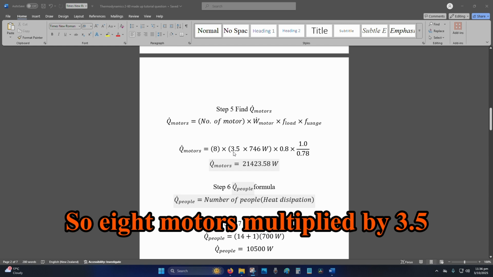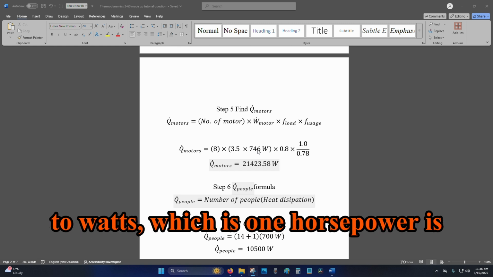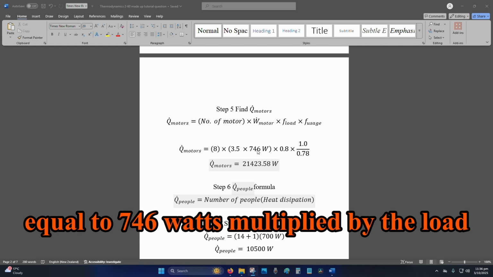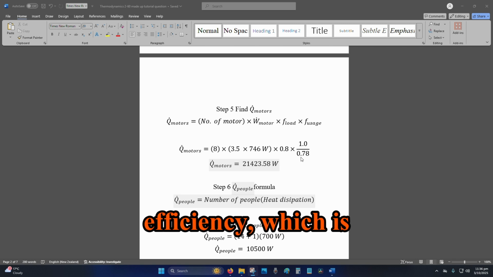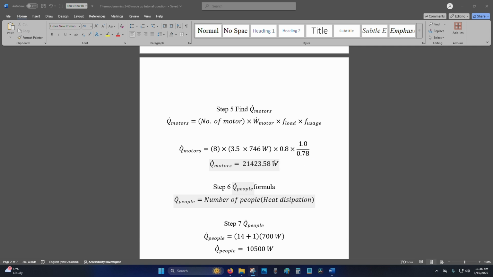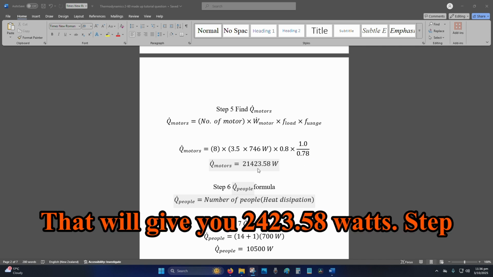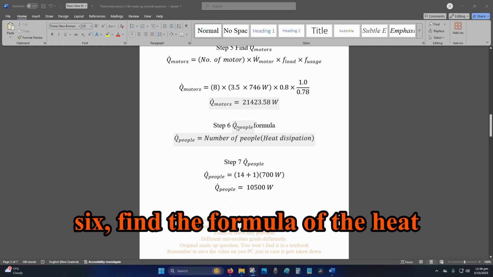So 8 motors multiplied by 3.5 horsepower multiplied by the conversion to watts, which is 1 horsepower is equal to 746 watts, multiplied by the load of 80%, multiplied by the efficiency, which is 100 divided by 78%. That will give you 21,423.58 watts.